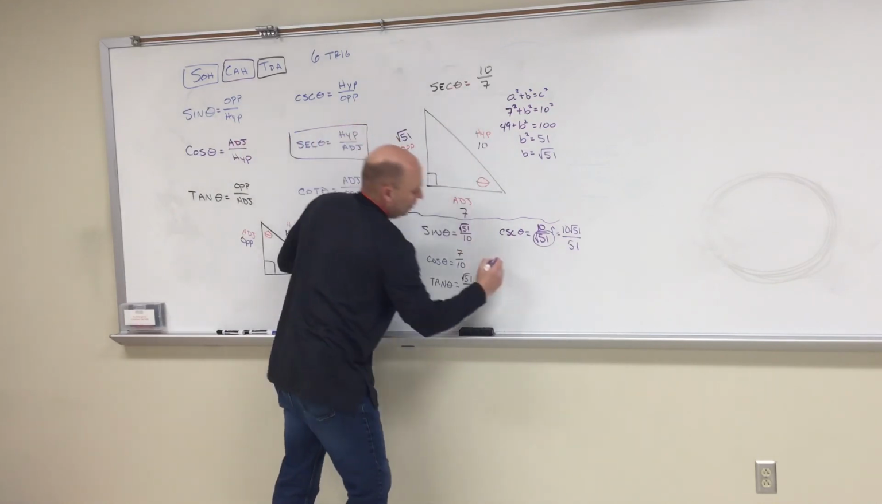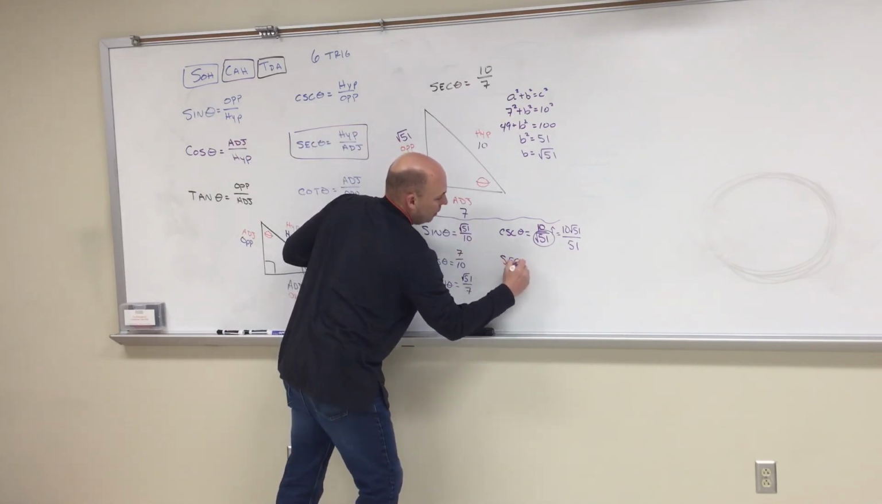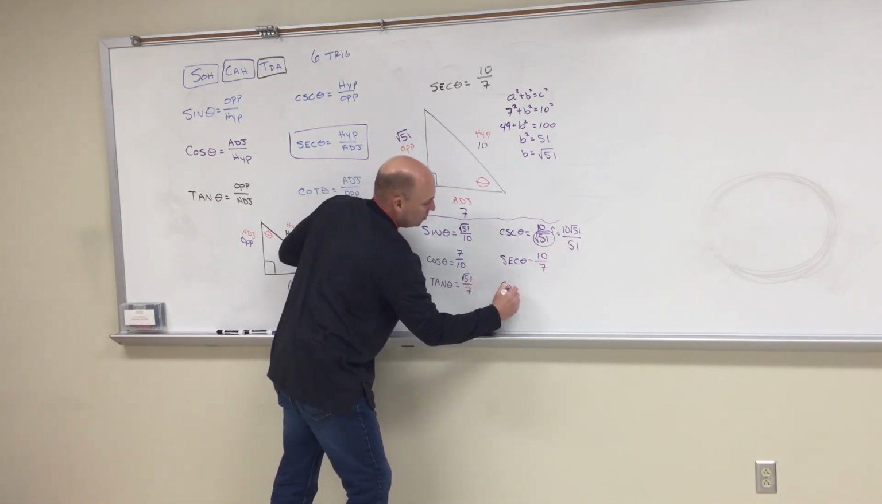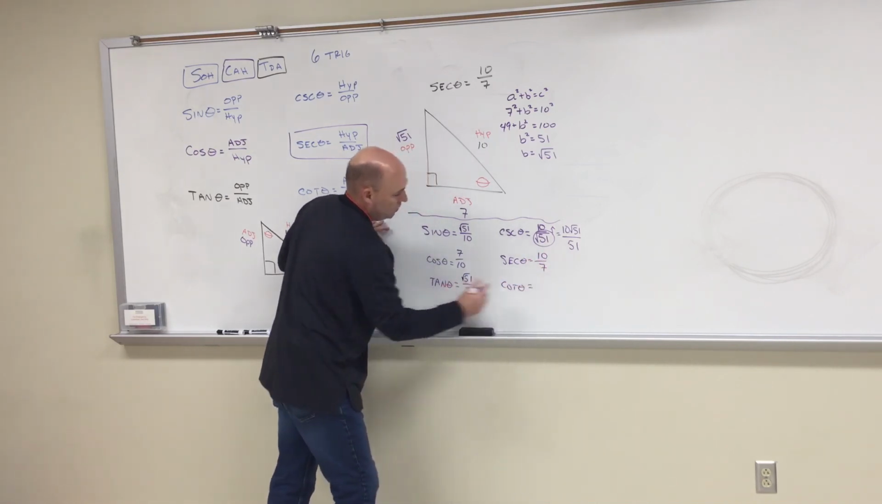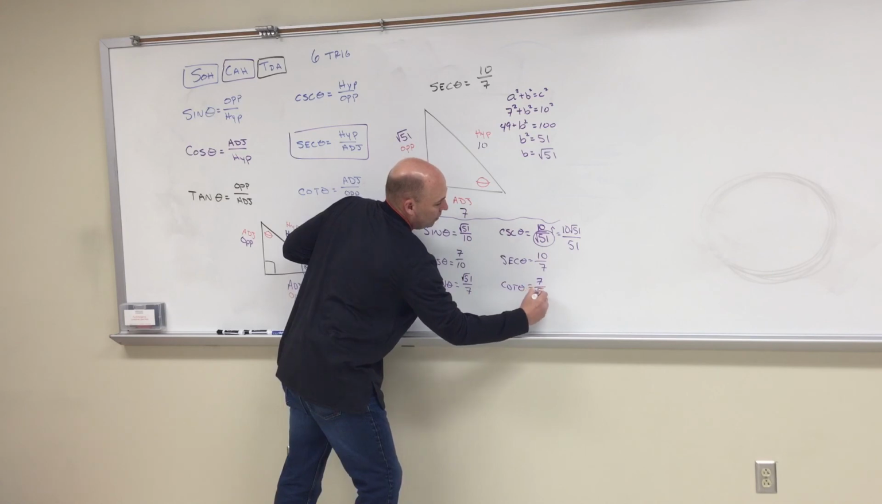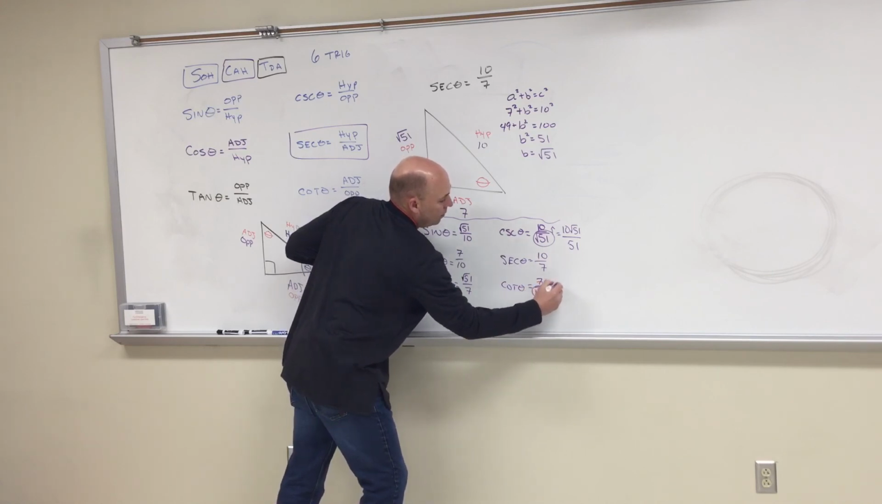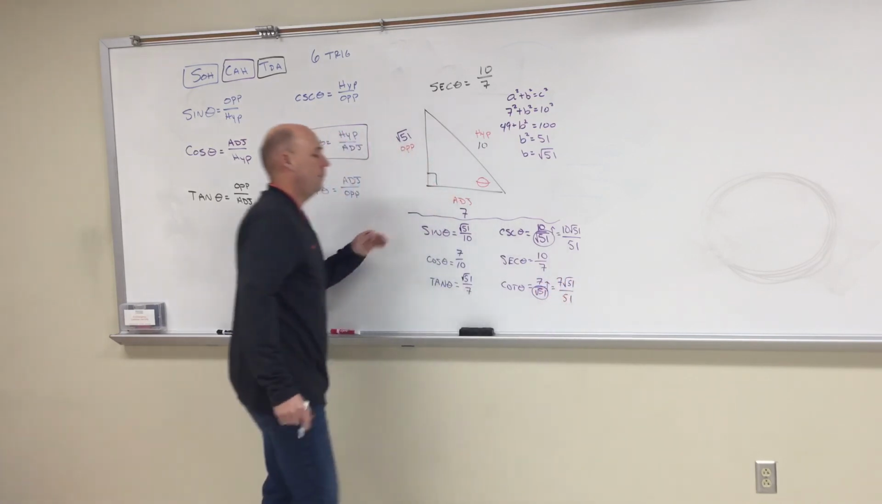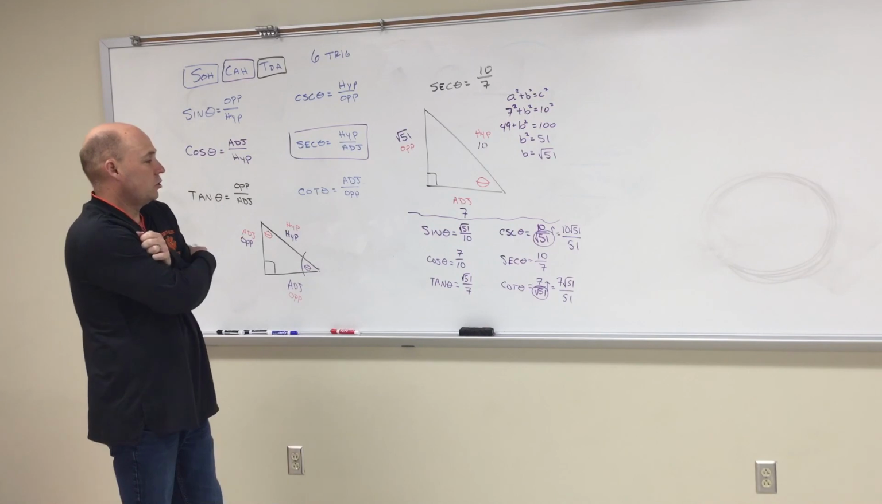Secant, well I already have secant, but I'm going to rewrite it just for my own peace of mind. So that's going to be 10 over 7. And then the inverse of tangent is cotangent, which would be 7 over radical 51. Again, the same idea as what we did before. I got to bring my radical up, so that becomes 7 radical 51 over 51. And those are how you write your 6 trig functions.